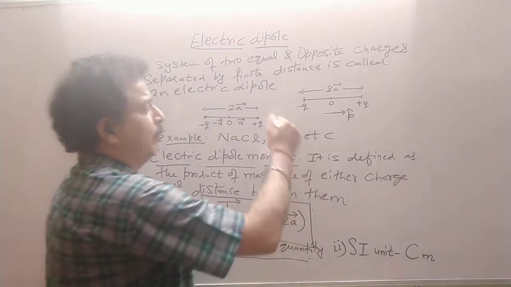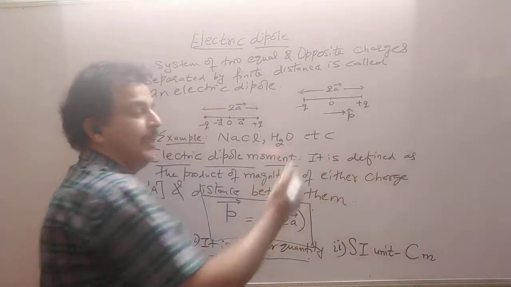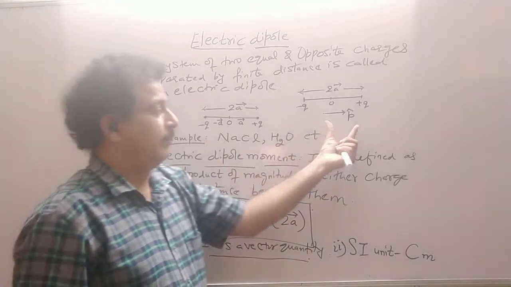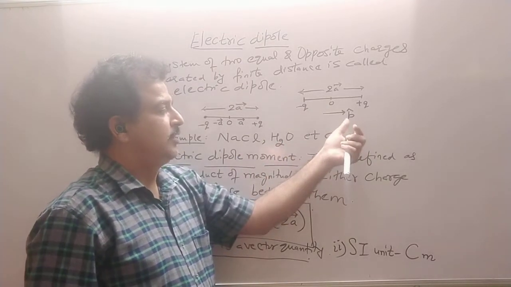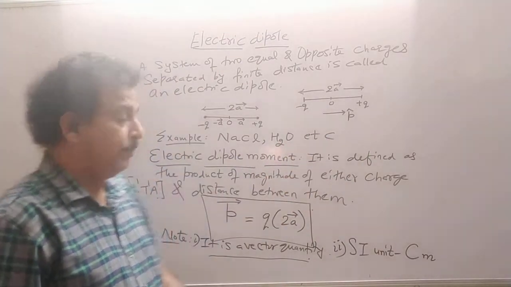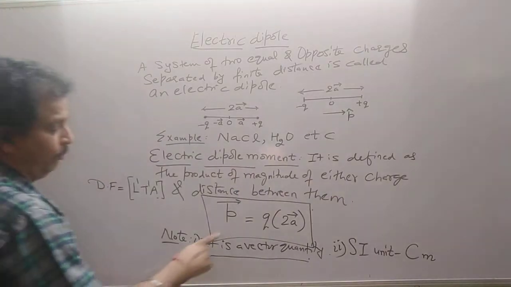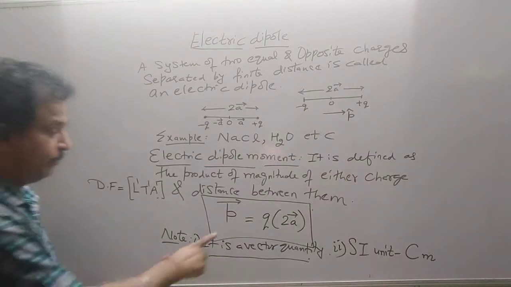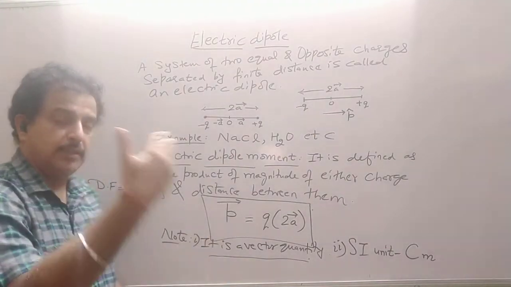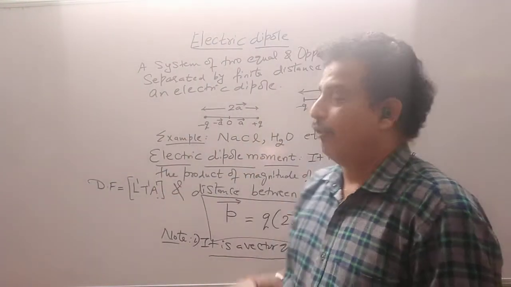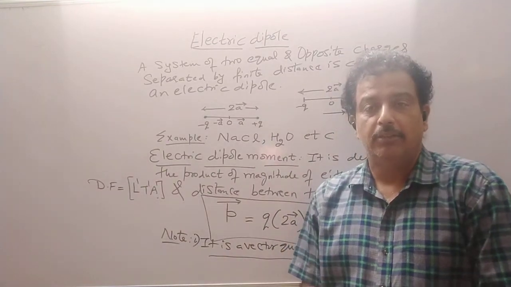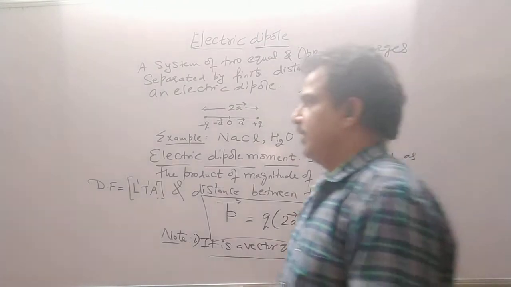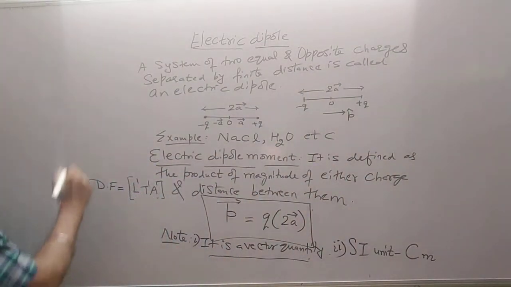Now if this dipole is along the x-axis, I will write i cap. If a dipole is along the y-axis, I can write j cap. In general, we define it by a p cap because the dipole moment is denoted by p vector. So this is a small p vector. We use the symbol capital P for a new physical quantity which will be called polarization. So this is the basic information about the electric dipole.